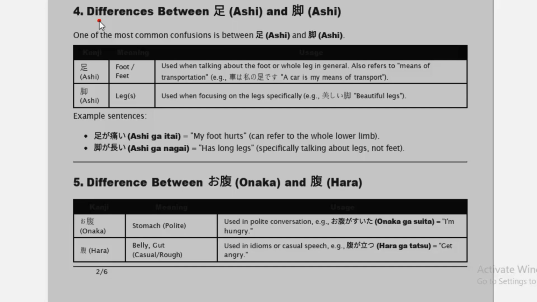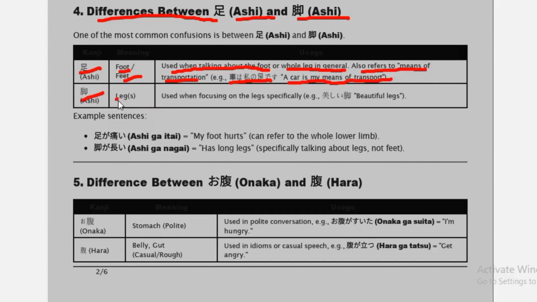So now let's see some difference between the two ashi. This ashi, written with one kanji, means foot or feet. It is used when we're talking about the foot and the whole leg in general, but it also refers to a means of transportation, like kuruma wa watashi no ashi desu. A car is my means of transport. And this other ashi means legs. It is used mostly for legs, like utsukushii ashi desu. Utsukushii ashi means beautiful legs when we're talking about girls.